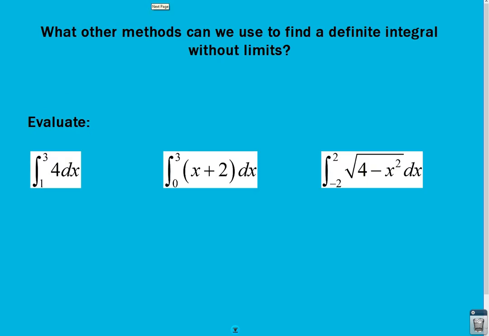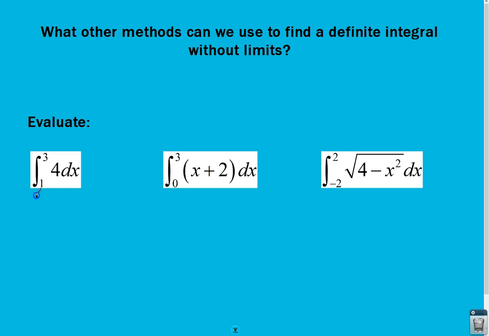Okay, so assuming you did that, what other methods could we use to find a definite integral without necessarily using limits? Let's think about these functions here, okay? So I have the function from 1 to 3 of 4.